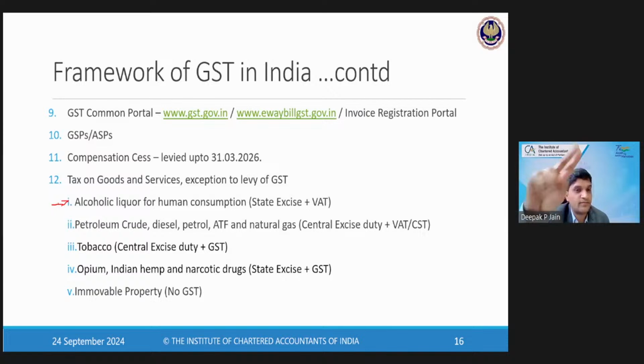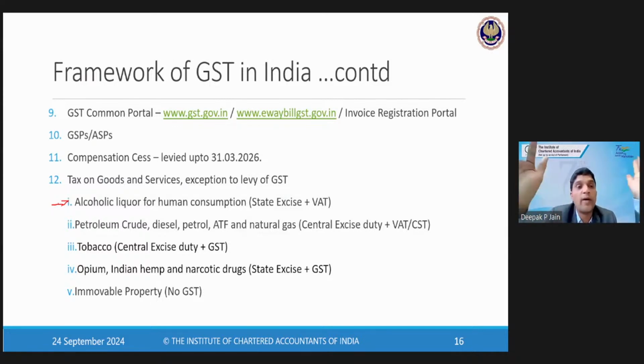Second is in terms of 5 petroleum products, which is petroleum crude, diesel, petrol, aviation turbine fuel, and natural gas. On this also GST is not levied. What is levied? Central excise duty and VAT. So that's why the central government keeps control of the petroleum products, because they import the petrol from Arabian countries, bring it to India, and charge central excise duty. So central excise duty is applicable on 5 petroleum products plus VAT.